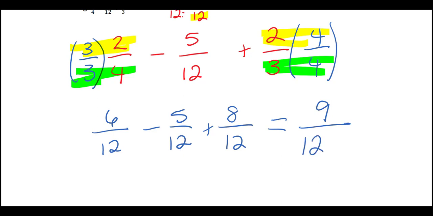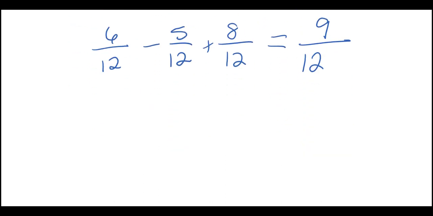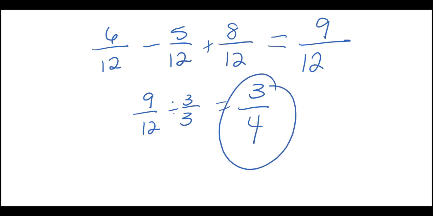Now notice if this is 9 over 12, we can actually reduce this. We can divide by 3 on the top and bottom. So 9 divided by 3 is equal to 3, and 12 divided by 3 is 4. So that would be our solution. Now let's go ahead and do the last example.